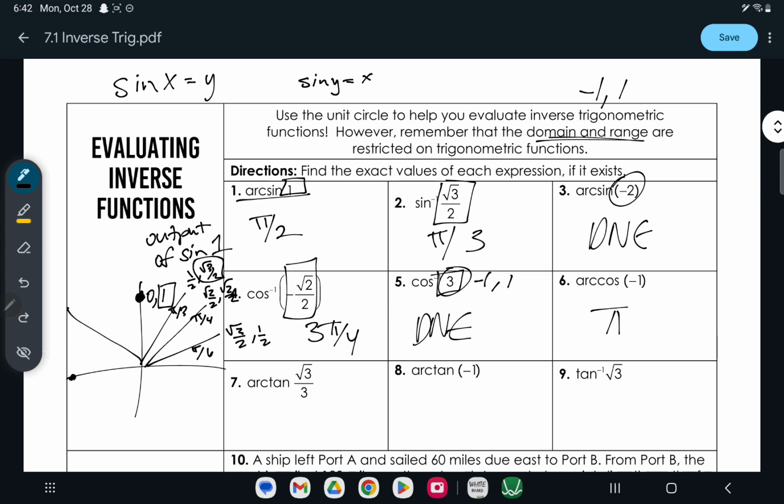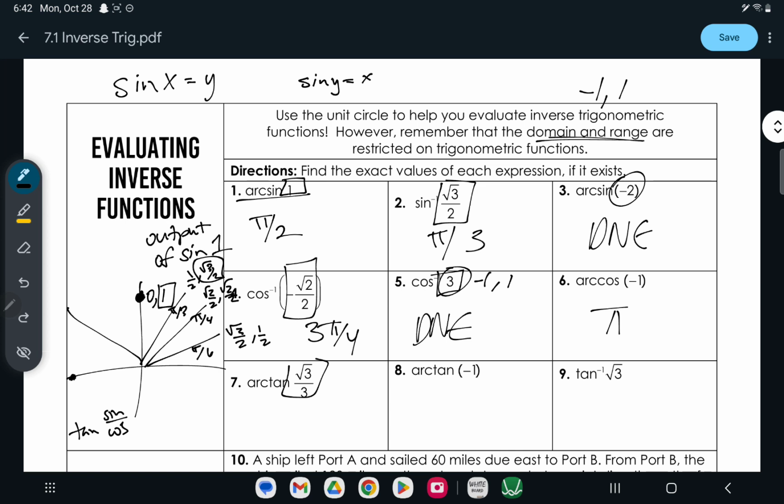Now look at tangent. This one's a little hard to think about because tangent is sine over cosine. So we want sine over cosine to be root 3 over 3. And when I think about the unit circle, I can't think of any fraction that has a bottom of 3. So what that tells me is I had to rationalize the denominator, and that means that root 3 had to have been in the denominator.